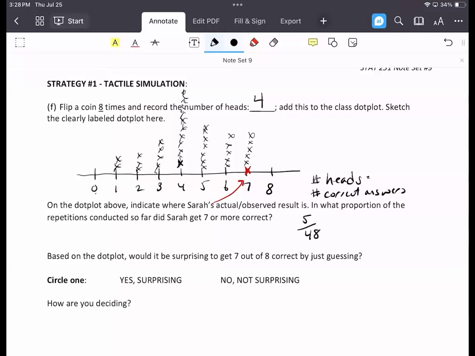Based on the dot plot, then, would it be surprising to get 7 out of 8 correct by just guessing? Well, it only happened 5 times, so I'd say, yeah, it looks like it would be relatively uncommon. It could definitely still happen, but it looks uncommon, just because the vast majority of the observations are down here, are lower.